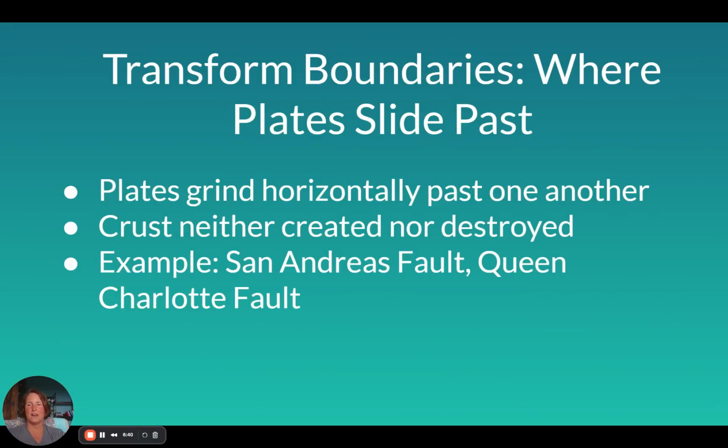So these things grind past each other, and crust isn't created or destroyed, but it makes fault lines, like the San Andreas Fault, the Queen Charlotte Fault. These are areas where that crust is just sliding past each other. A lot of times it causes earthquakes. And it's very slow, only a few centimeters a year, but it adds up over time and causes these faults.